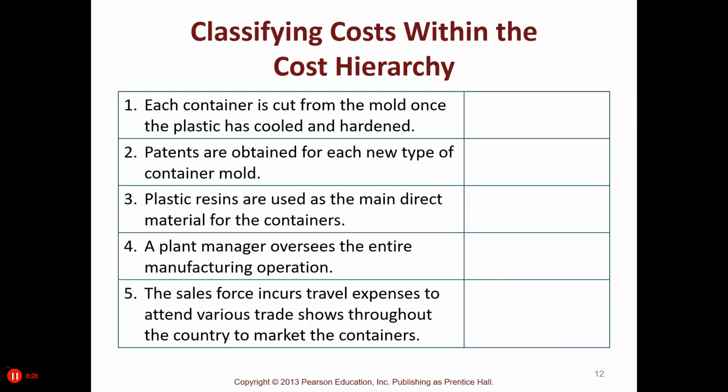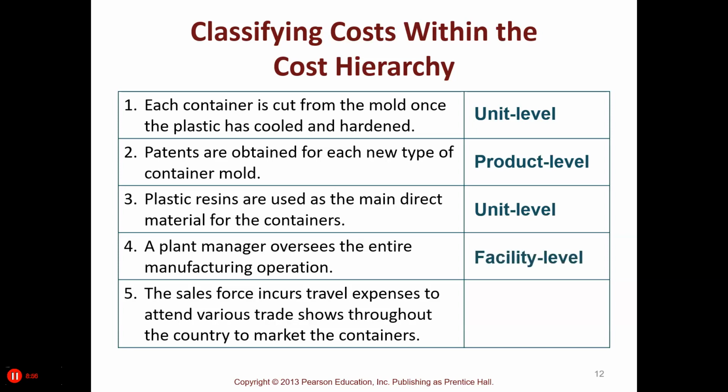So now let's take a look at how we would classify them by going through this exercise. Each container is cut from the mold once the plastic is cooled and hardened. That would be a unit level. Patents are obtained for each new type of container mold. That would be a product level. Plastic resins are used as the main direct materials for the containers. Unit level. Plant manager oversees the entire manufacturing operation. Facility level. The sales force incurs travel expenses. Facility level.